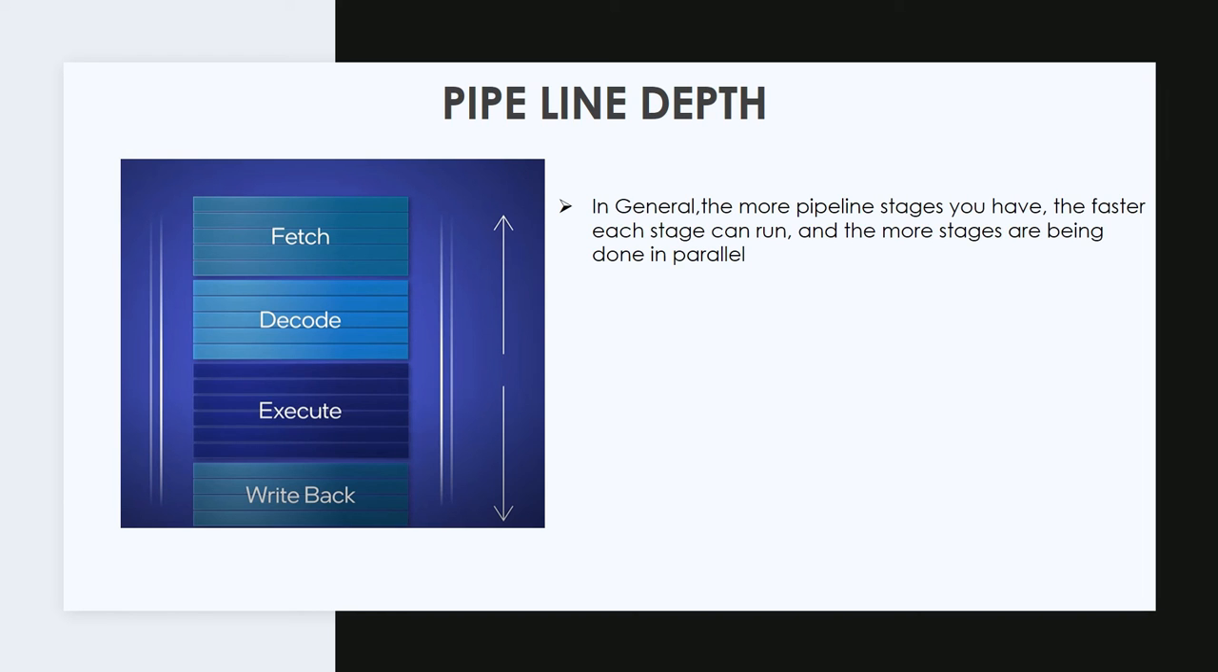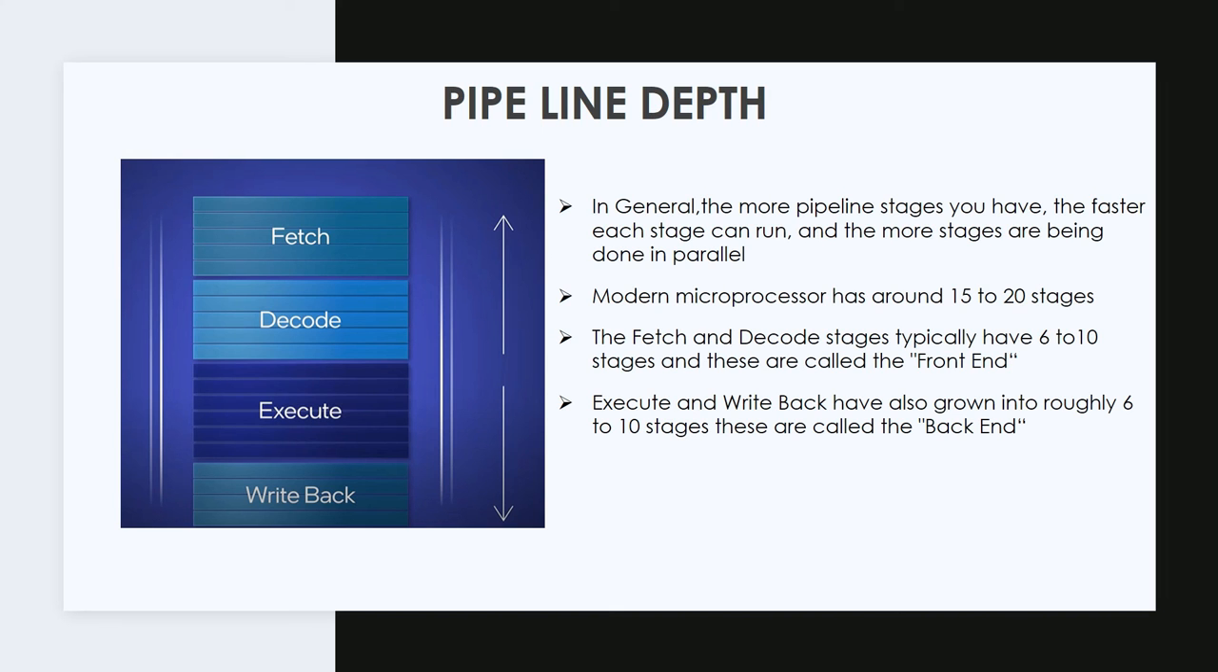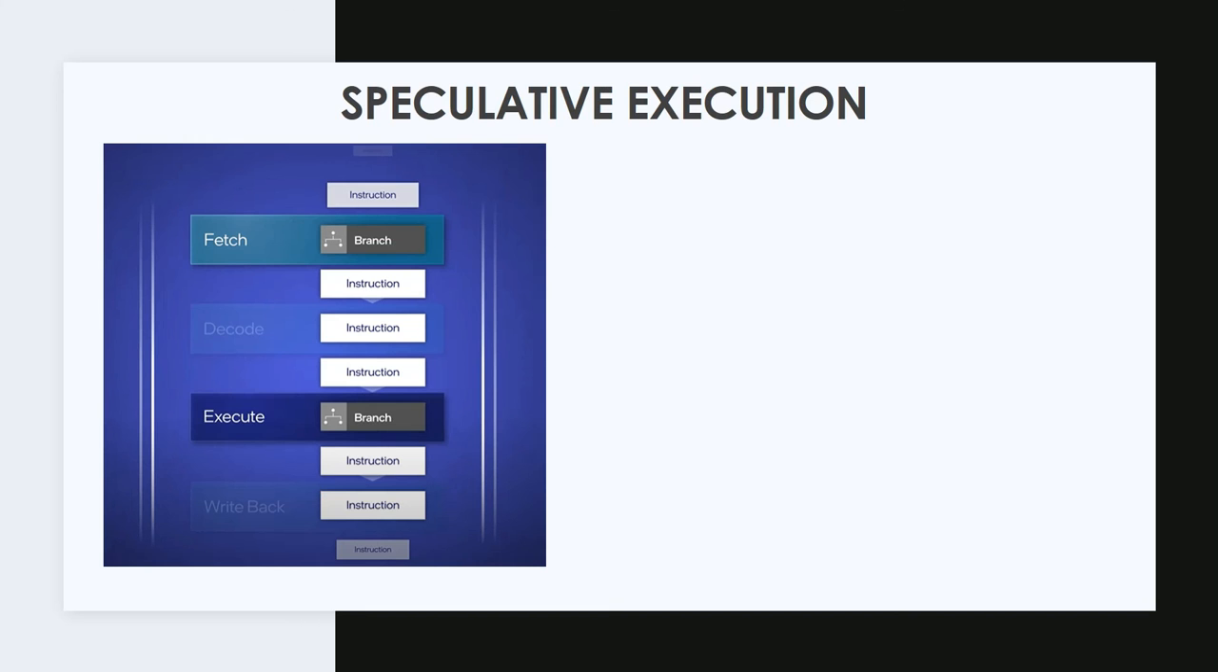Pipeline depth. The more pipeline stages you have, the faster each stage can run, and the more stages are being done in parallel. A modern microprocessor has around 15 to 20 stages. Fetch and decode stages typically have 6 to 10 stages, and the execute and write back stages have also grown to roughly 6 to 10 stages.